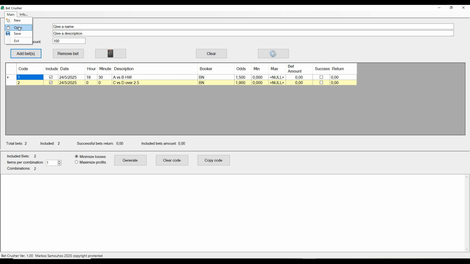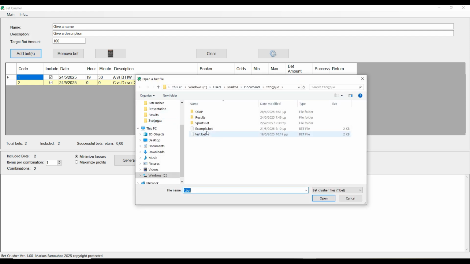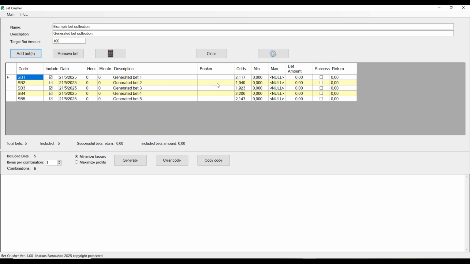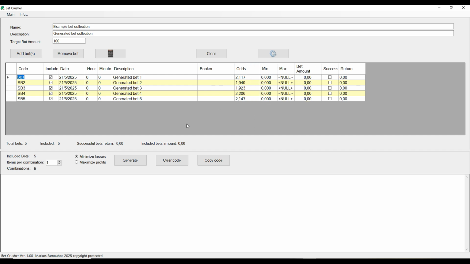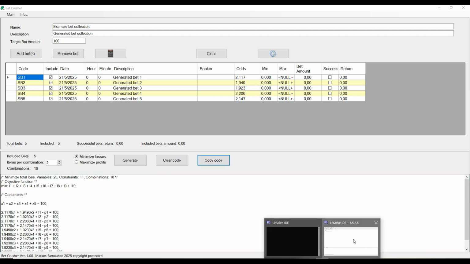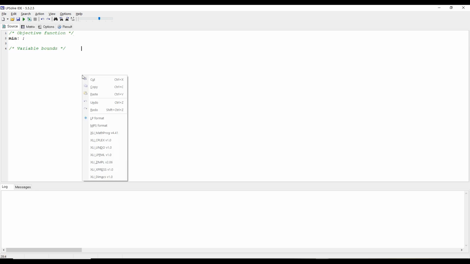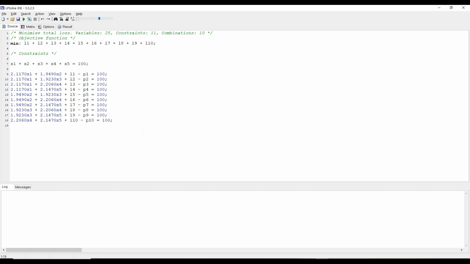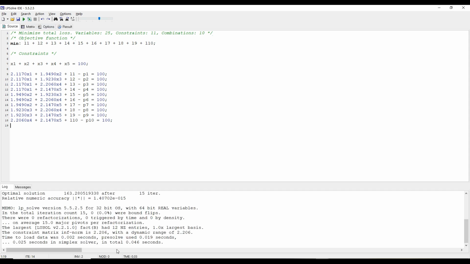Okay, now let's load the example I discussed in the first part of the presentation. This is exactly the example. Okay, now let's produce the minimization. Let's generate the minimization problem for the two bets. Let's copy the code and let's go to LP solve. We can paste the equations here. Okay, and solve the problem.